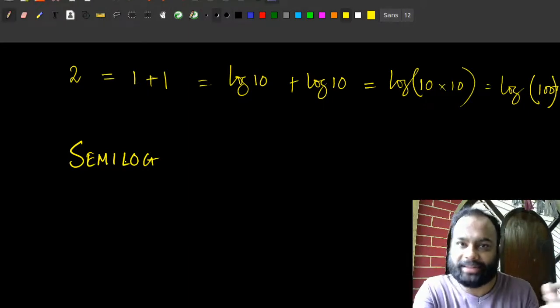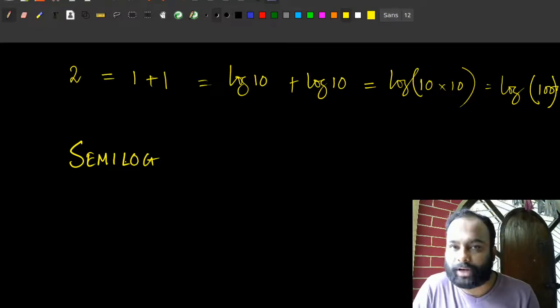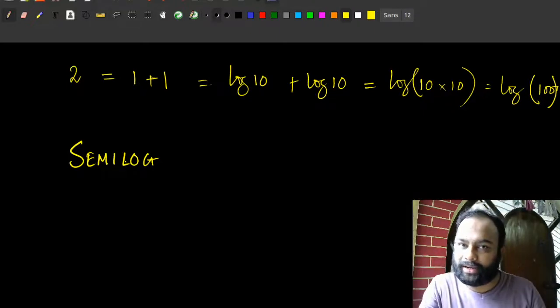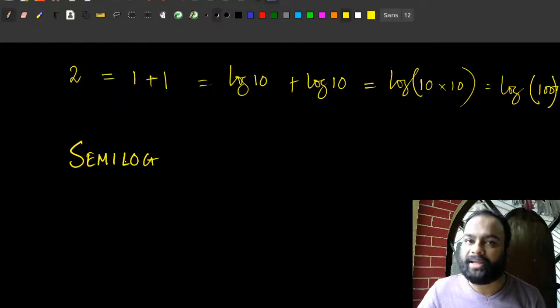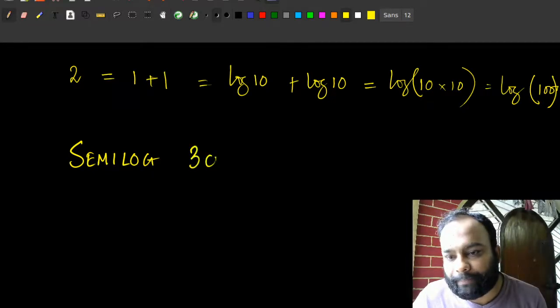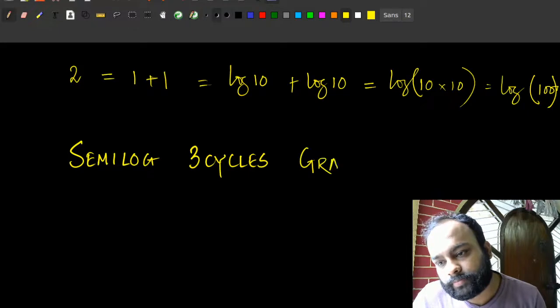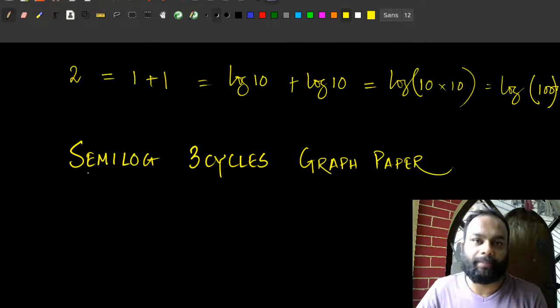Semi means half in this scenario. Semi, hemi, these kinds of prefixes mean half, for example. So semi-logarithmic means half logarithmic. Only one of the axes is logarithmic, the other one is linear. The vertical axis is linear, the horizontal axis is logarithmic, right? So this is called a semi-log graph paper, and specifically, this is a semi-log 3 cycles graph paper.